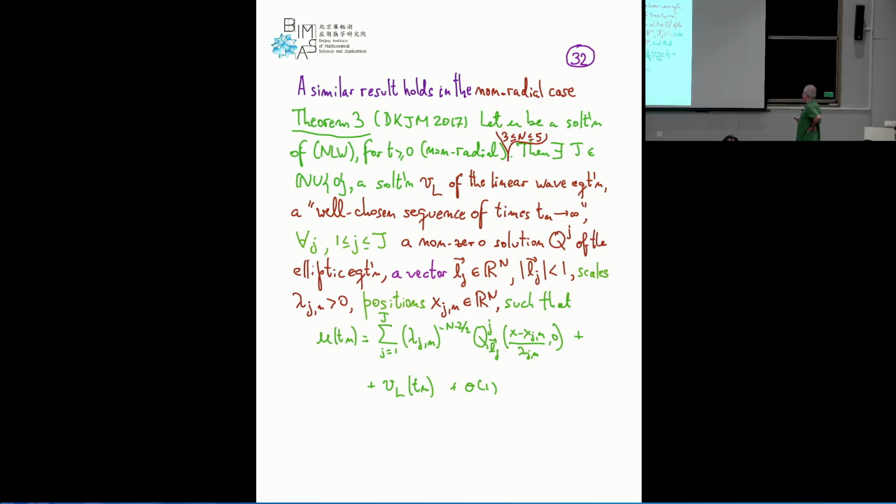along a well-chosen sequence of times, t_n, a non-zero solution of the elliptic equation, Laplacian u plus, let's say, u to the 5 equal to 0, and vectors that give you the direction for the Lorentz transformation, scales, and positions. So all the parameters that need to be involved, such that a solution is written, again, as a sum of traveling waves plus a radiation term plus a small error.